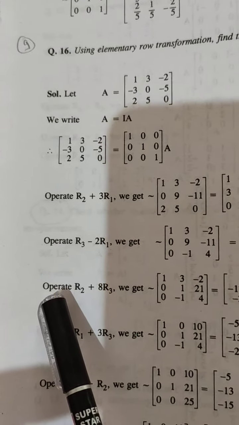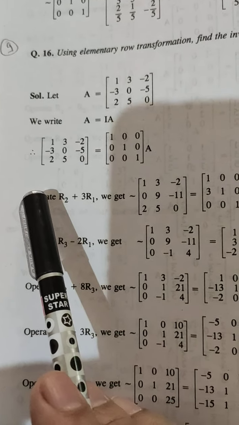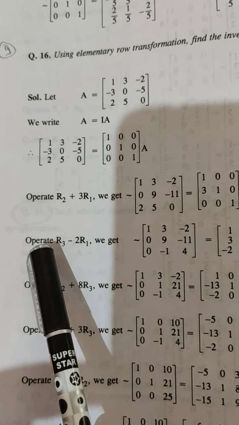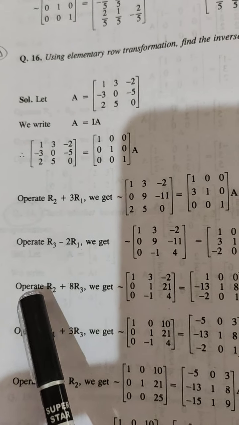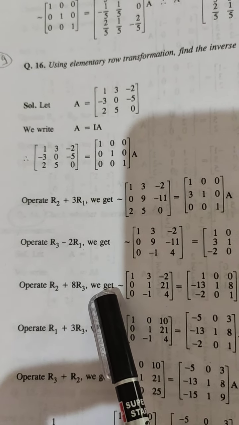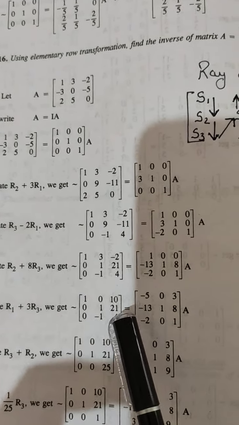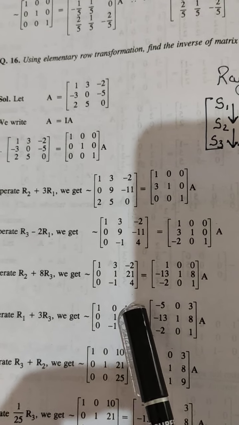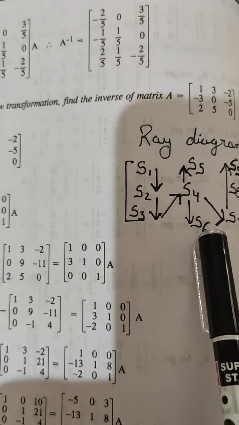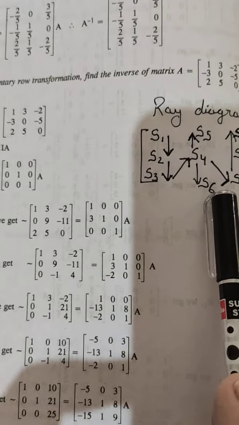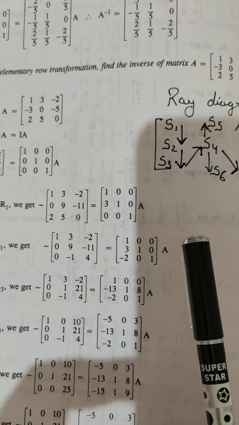Here they have not written it, please write it. R2 gives R2 plus 3R1, R3 gives R3 minus 2R1, R2 gives R2 plus 8R3. Now we have got 1. With the help of 1 we have to change these S5 and S6 into 0. In one step both operations you can apply, the choice is yours.